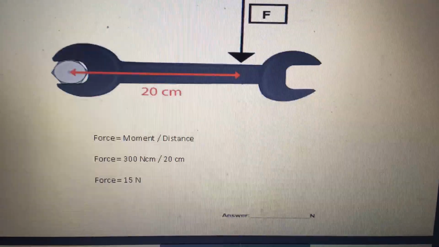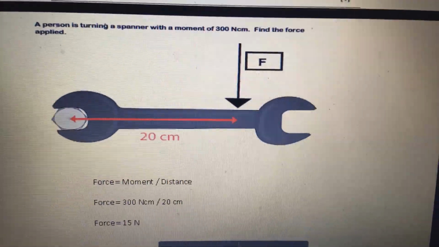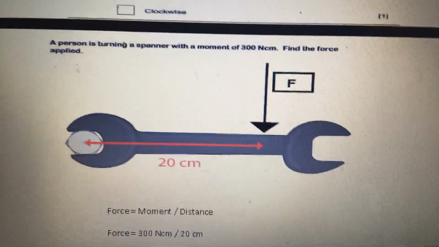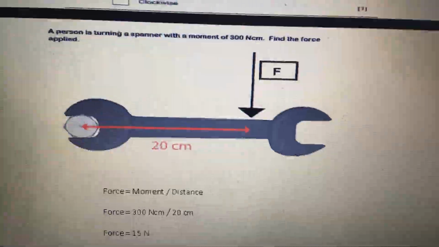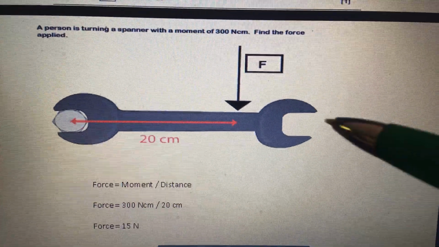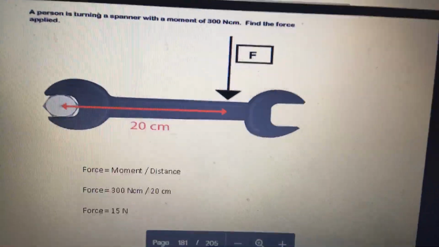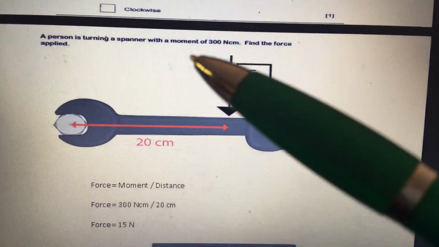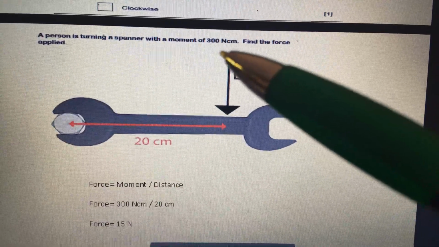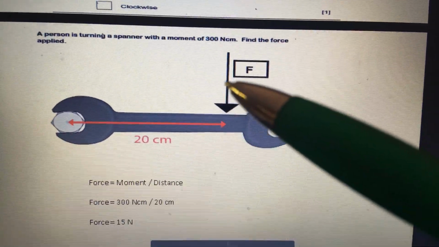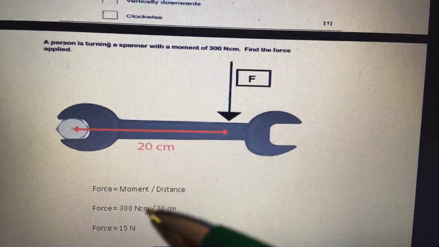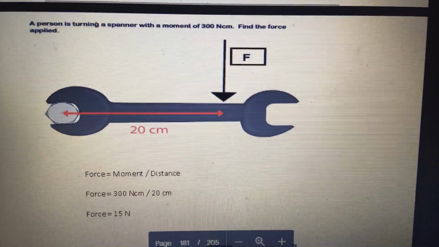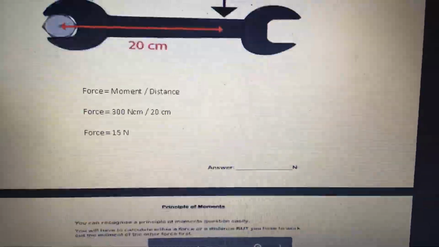For this question, it's a little bit different because you don't have to work out the moment here, you have to work out the force instead. So if you go back to your triangle and rearrange it, force is moment divided by distance. Now it tells you here that the moment is 300 Newton centimetres. Divide that by the distance between the force and the pivot, which is 20. So it's 300 Newton centimetres divided by 20 gives you a force of 15. So this question asks you to rearrange the moments triangle.